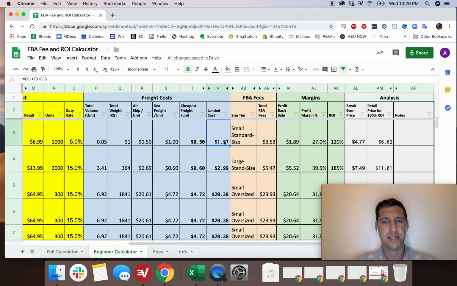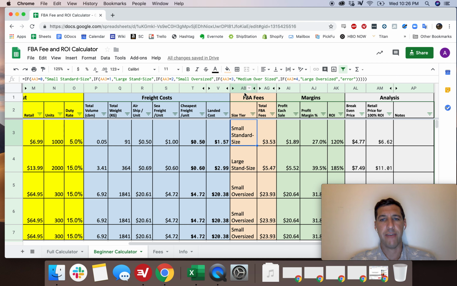So our landed cost is $1.57. That's to get one. Assuming you're buying 1,000 units, one nail clipper from China to Amazon should be about $1.57. That's our landed cost, to land it in America.